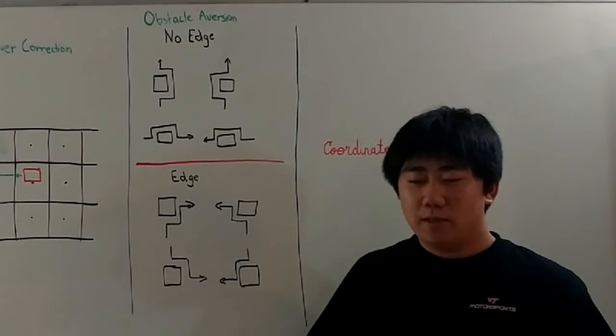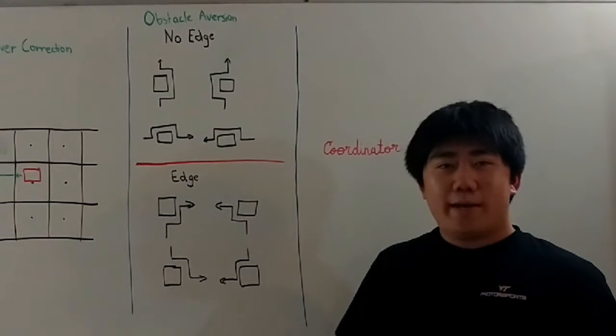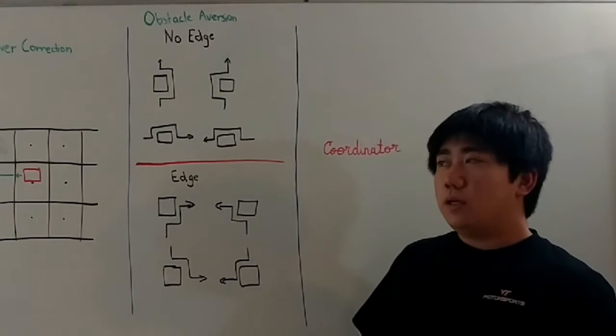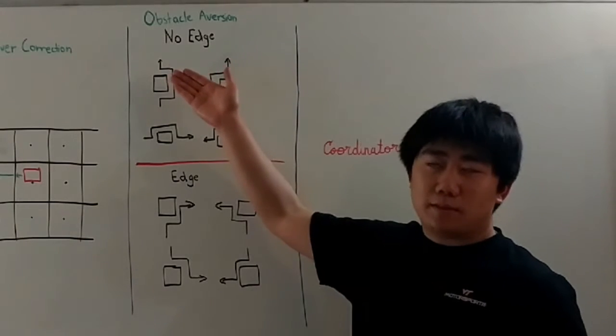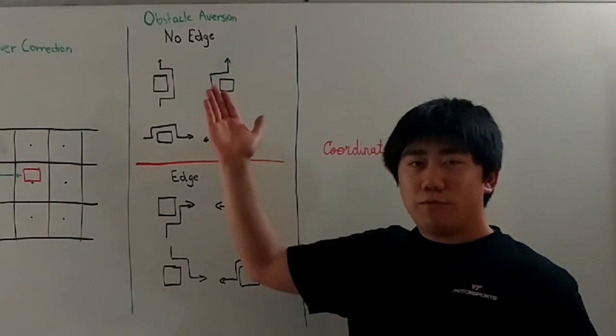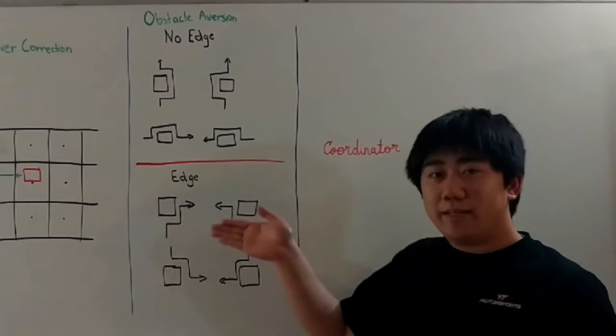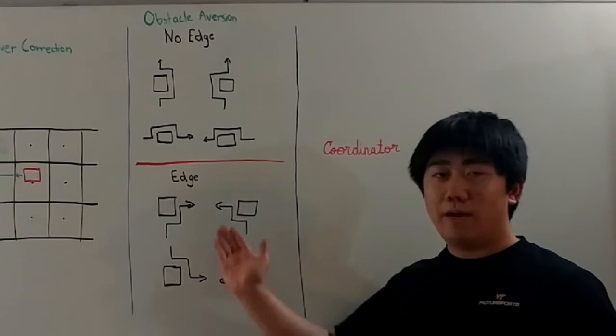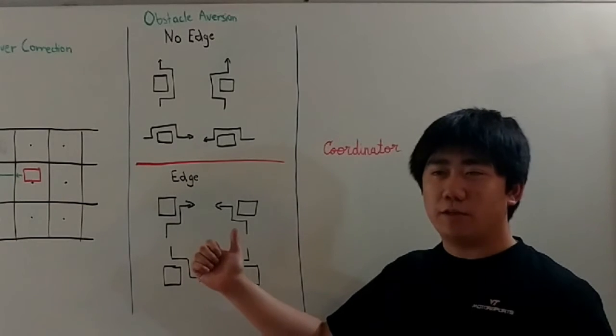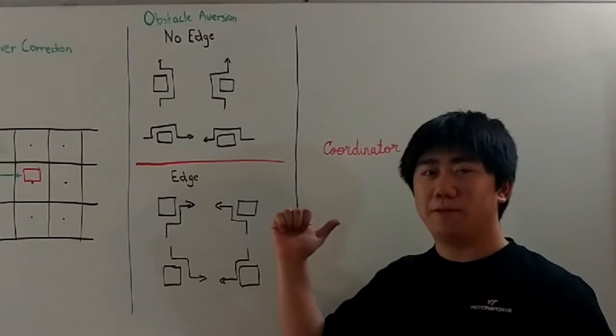So what happens is with a no edge, the coordinator has to go around the obstacle, but then it can continue vertically. Whereas with an obstacle with an edge, it has to go around the obstacle, but it can't go vertically, so it has to continue horizontally.